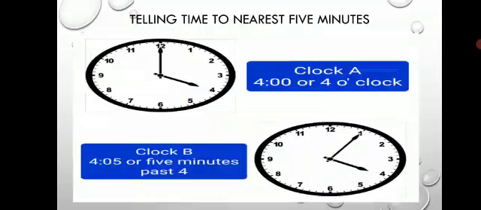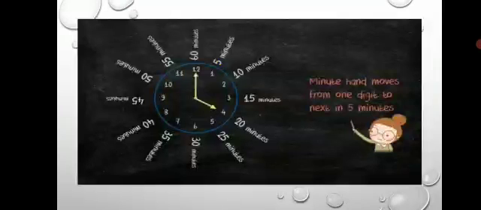So students, when the minute hand is on 1, it completes 5 minutes, on 2 it completes 10, on 3 it completes 15 minutes, and so on. In this way, the minute hand takes 60 minutes to reach 12 again. The picture over here, children, shows us the minute hand moving from one digit to the next, which shows us that it completes 5 minutes.